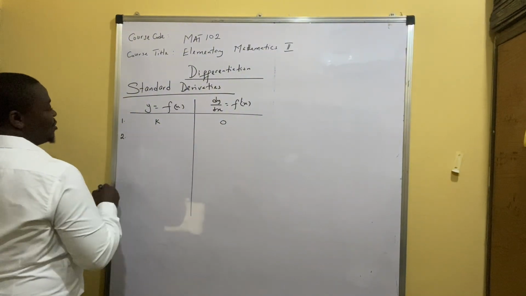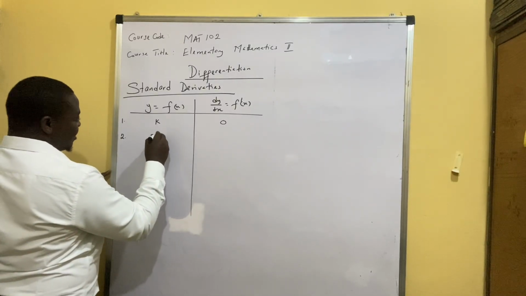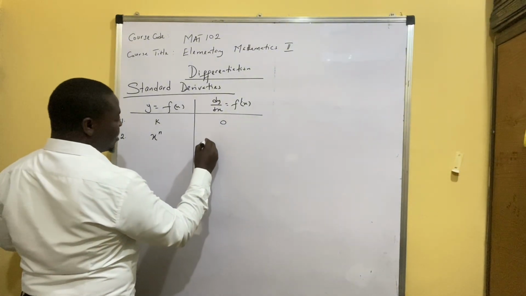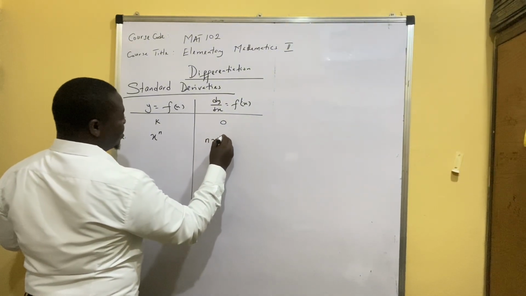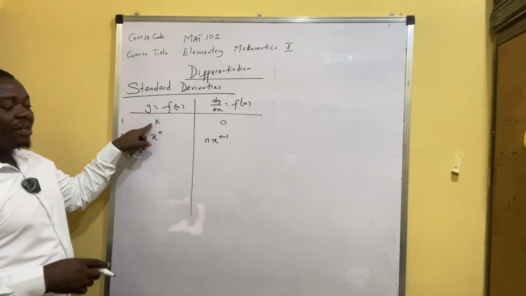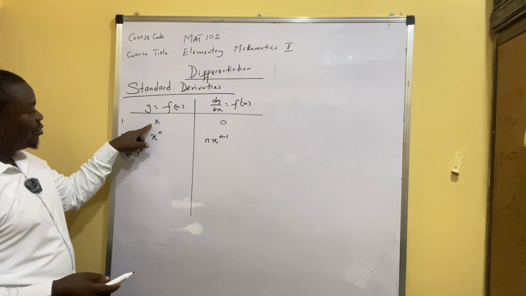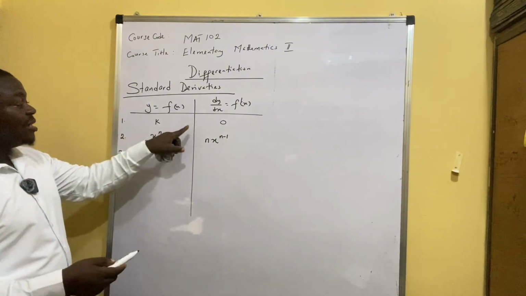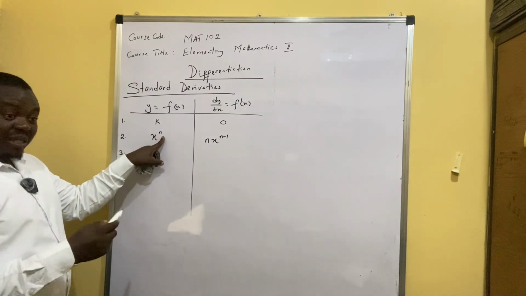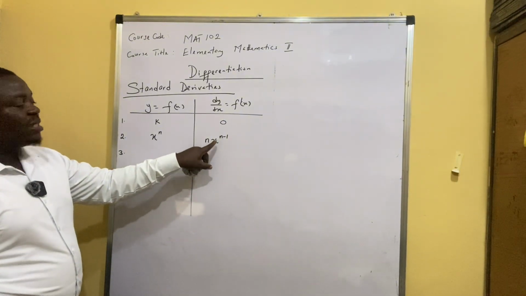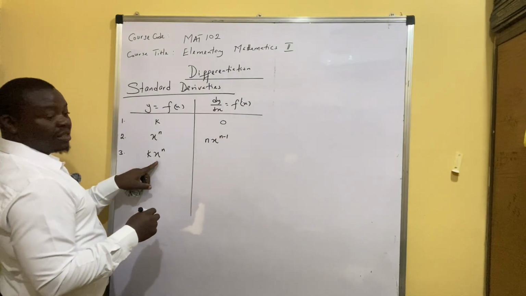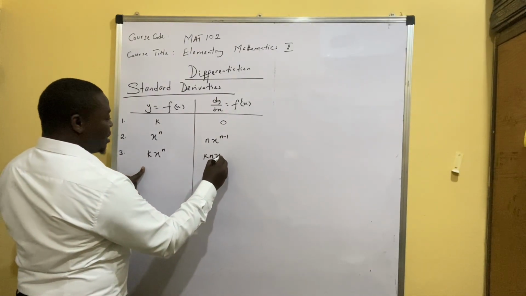If you have x raised to the power of n, the derivative will be n x raised to the power n minus 1. Whenever we are differentiating a constant, just know that the derivative is zero. Whenever we see x raised to the power n, this n can be any power, whether negative or positive, and you get n x^(n-1). What about k x^n? This gives you kn x^(n-1).